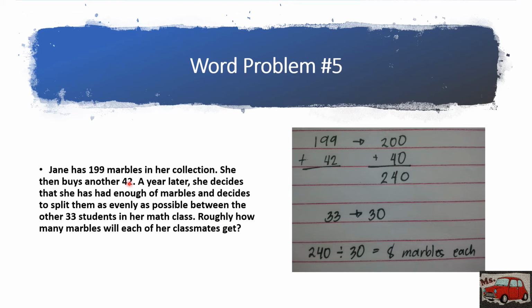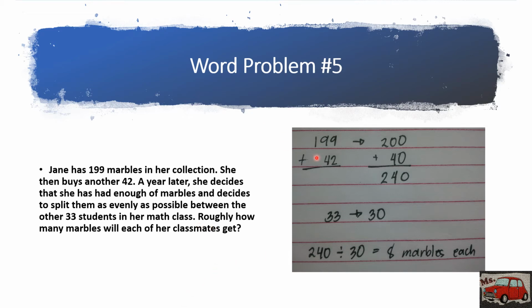So first, Jane has 199 marbles. And then, she buys another 42. So in this case, the operation that we will use is addition. Okay? And then, it says here that she wants to split them as evenly as possible between 33 students. So, split them evenly, it means i-divide niya. So, we will use division as another operation. Okay? So, since we are just asking for the estimate or roughly number, so we will round off our numbers.